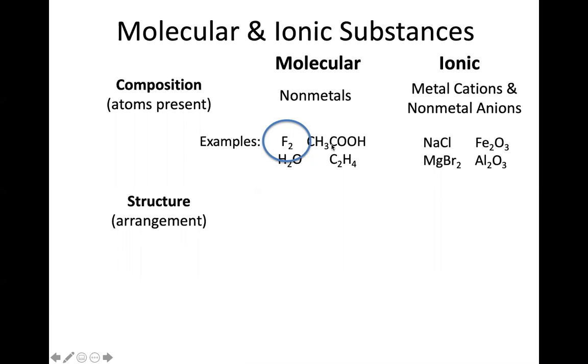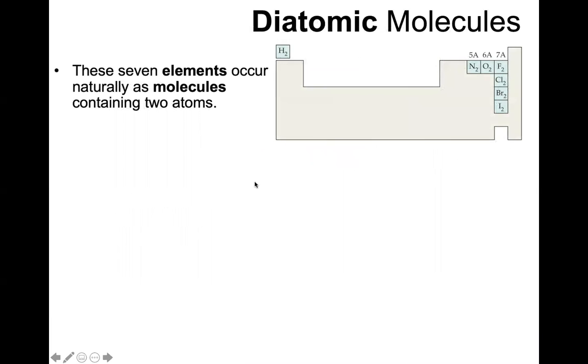So within molecular ones, we end up having these discrete specific molecules. F2 would be an example. And it turns out F2, that's an important example for us. F2 is an example of what's called a diatomic molecule. Turns out there are 7 elements that when we find them in nature, they occur as pairs of atoms together in diatomic molecules. This is another thing that I'd like you to have memorized, be familiar with.